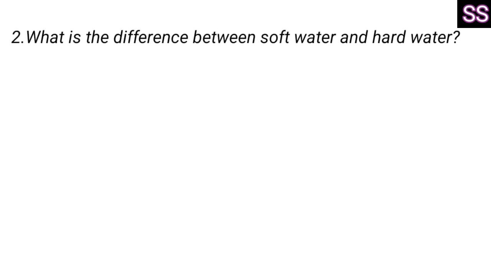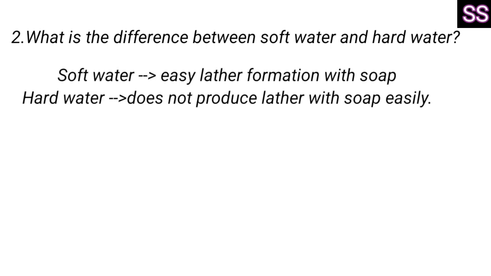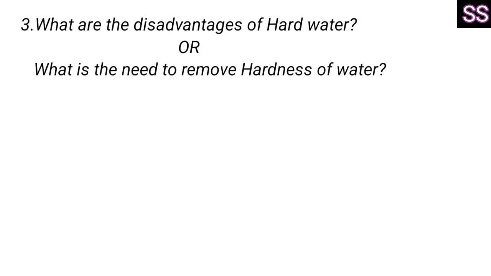What is the difference between soft water and hard water? Water which forms lather easily on shaking with soap is called soft water. On the other hand, water which does not produce lather with soap easily but forms a white scum is called hard water. What are the disadvantages of hard water?